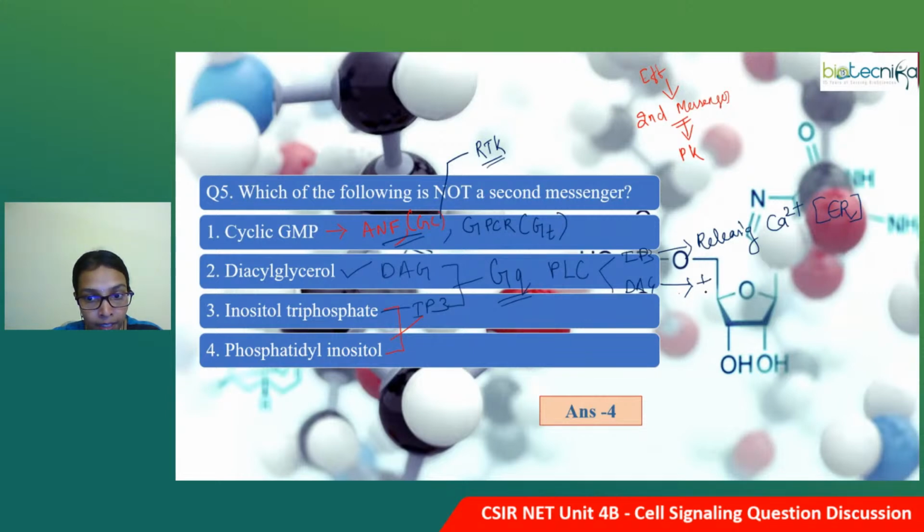DAG combines with increase in the cytosolic calcium level to activate your protein kinase. Which protein kinase will be activated here? You have protein kinase A, B, C, and G. Which protein kinase is activated here?